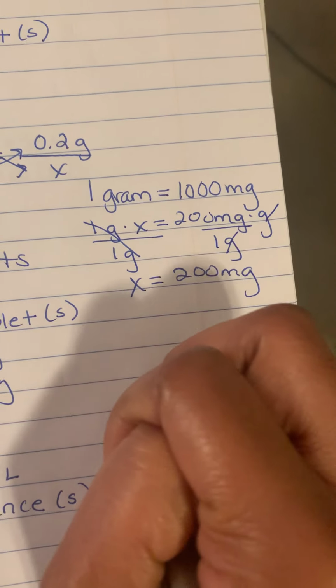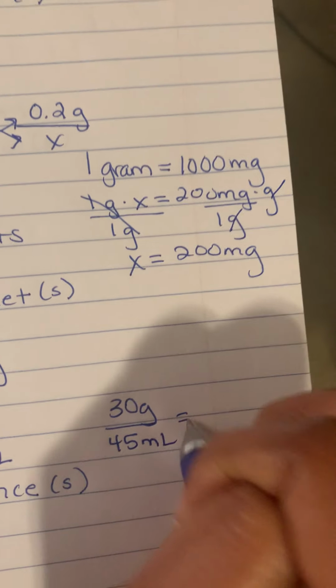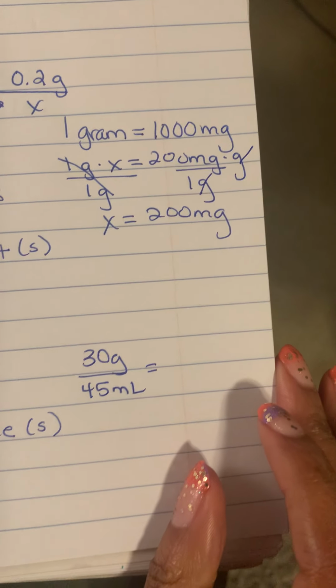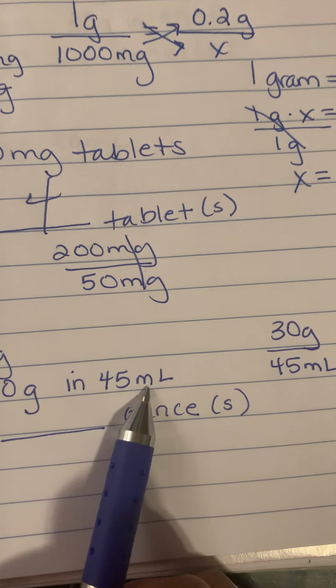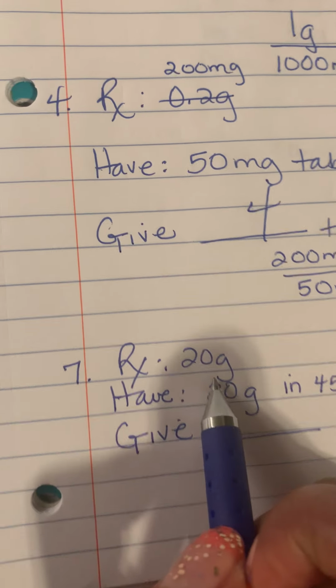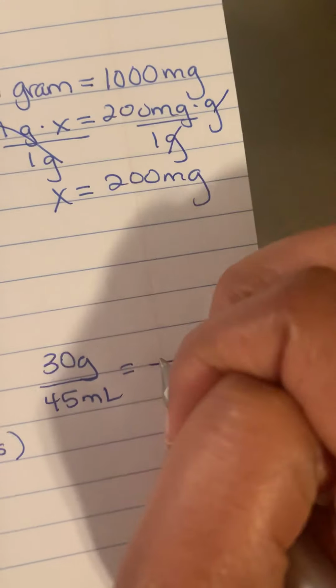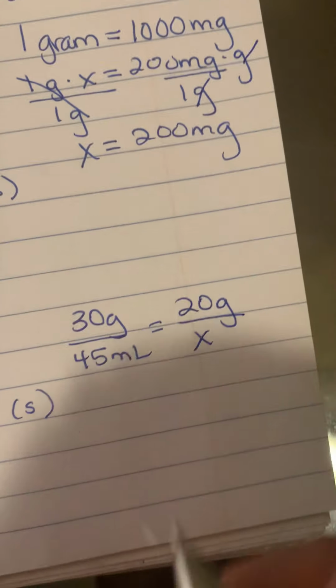So let's set this up. So here, if I have 30 grams over 45 milliliters, and we've been doing this already as far as just conversions and understanding when you see the word per or in, you stack them on top of each other. So we want to set this up like a proportion. Well, what other information did you receive? 20 grams. So put this on top, grams to grams, top to top, and put your x here.